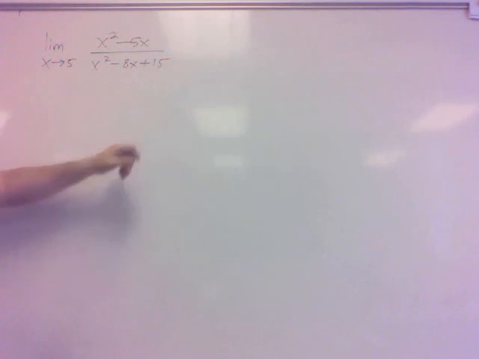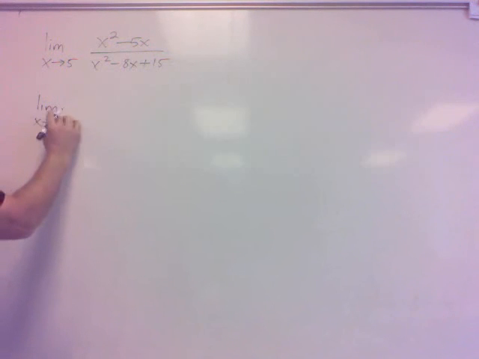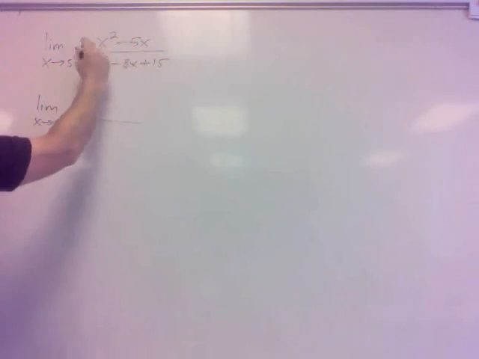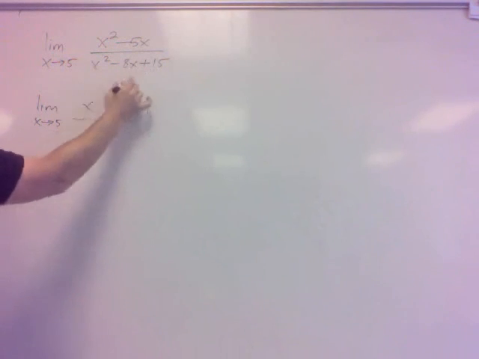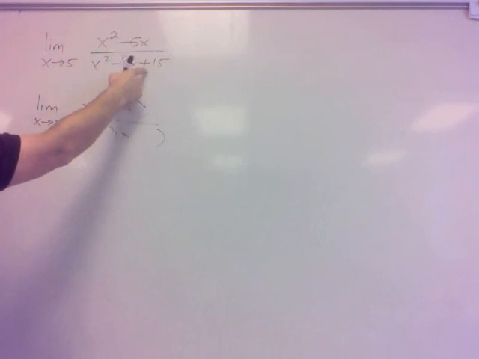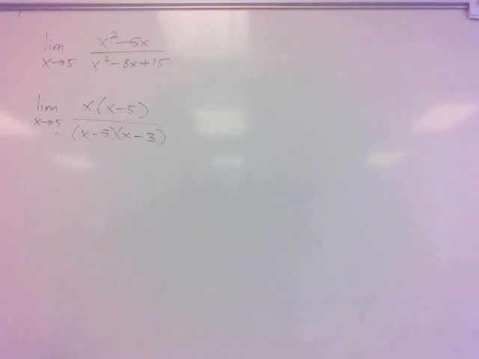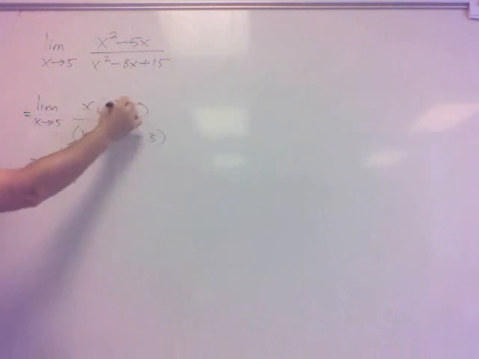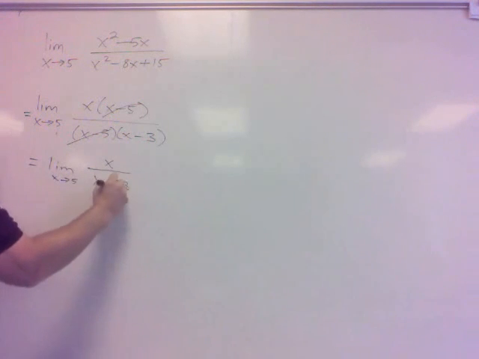Okay? So what do we do? Well, we do a little bit of factoring. Let's factor. What factoring do you see on the top? Pull out an x times x minus 5. Bottom, a trinomial, x and x, 5 and 3, both negative, negative 5 and negative 3. Yeah, so that does allow me then to cancel the x minus 5's out.